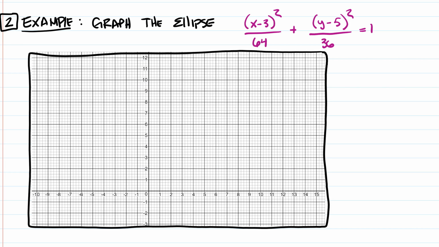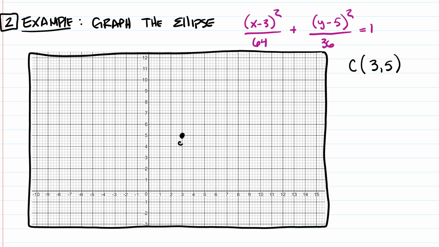Okay, here's box 2. We're going to do an example together. So take a look at this equation. I've got x minus 3 squared over 64 plus y minus 5 squared over 36. So I'm going to ask you a couple of questions about this particular ellipse, and then we'll graph this one together. Okay, so hopefully you should have figured out that the center of this is at the point 3, 5. So the first thing we're going to want to do is put the center at 3, 5. So there is my center, and I'll put a little tiny c for center.